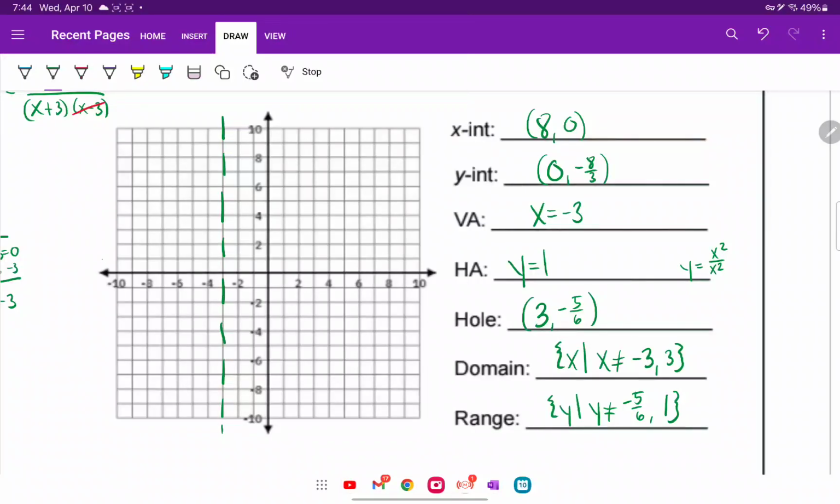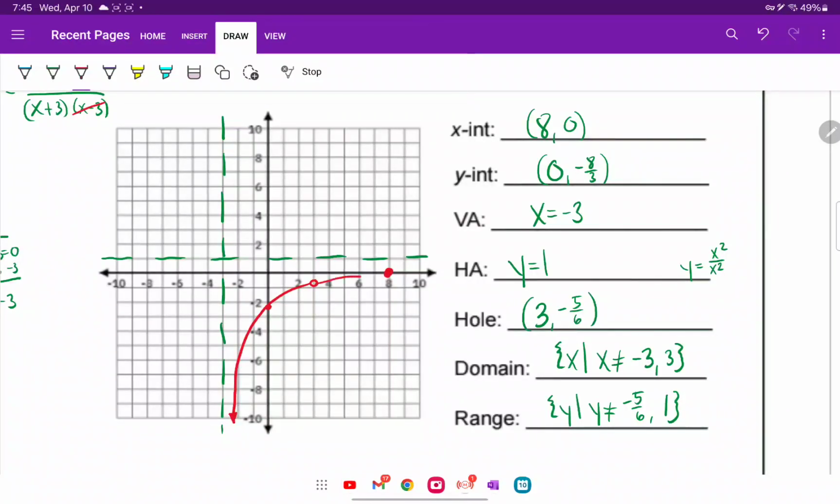And y equals 1. All right, let's go ahead and graph the rest of our information now. So we have an x-intercept at (8, 0), right there. We have a y-intercept at (0, -8/3), which is like (0, -2 2/3), so right around here. We have a hole at (3, -5/6), 3, close to -1. So right there. And there we go.